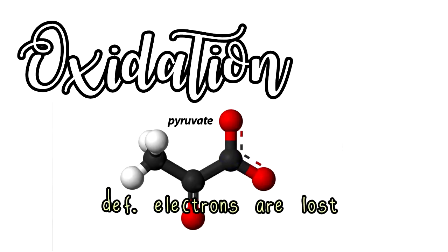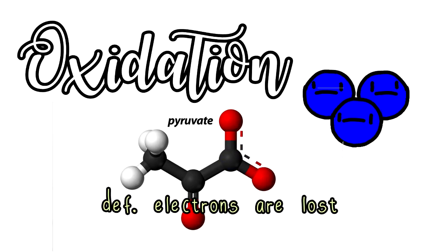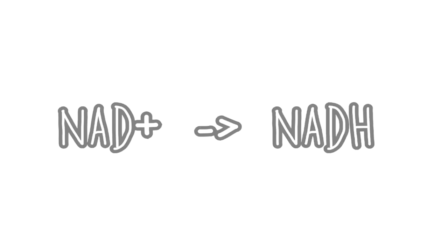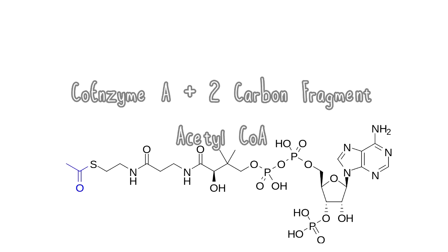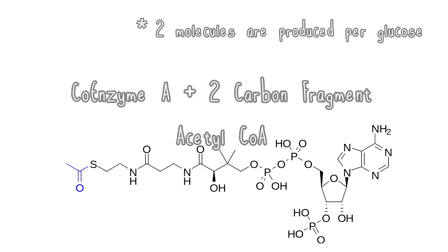It does this by a process called oxidation, where electrons are lost and, in this case, stripped from the pyruvate. Then other stuff happens, like NAD+ is turned into NADH. After that you add coenzyme A and 2 carbon fragments to get acetyl coenzyme A. Now it's finally mitochondria time.